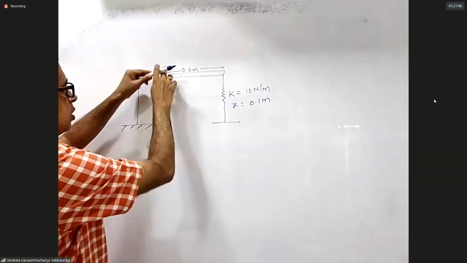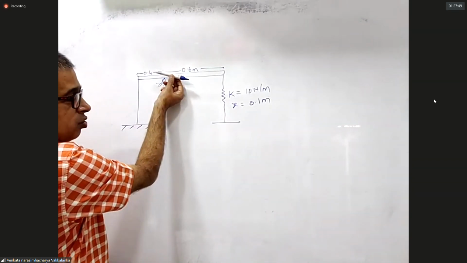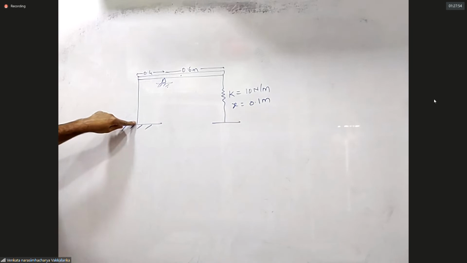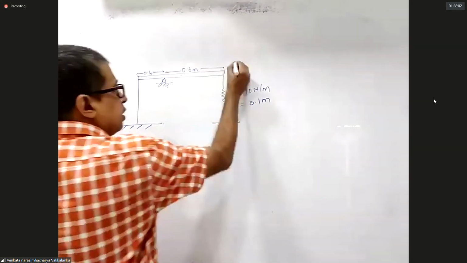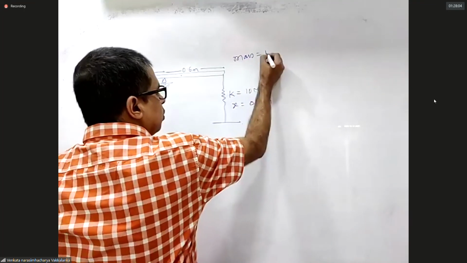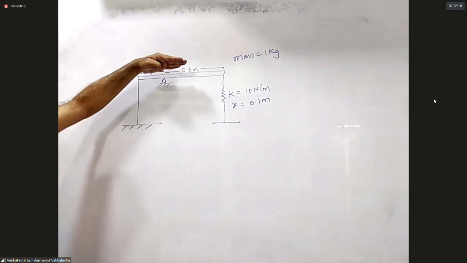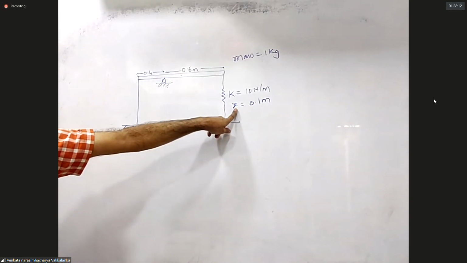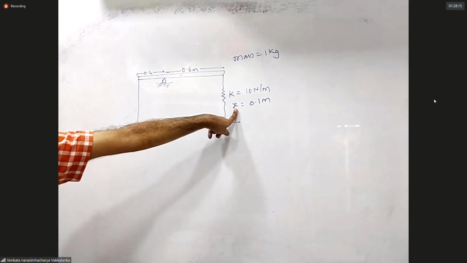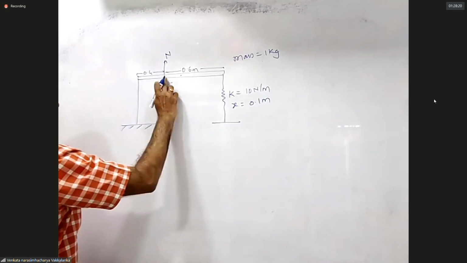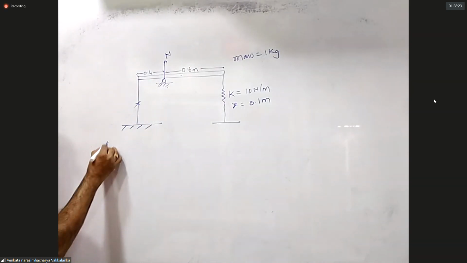if the string was not tight, the rod would have gone this way. Yes or no? Yes, sir. You made it straight and you tied it to this end. Right? Mass of the rod is 1 kg. Length of the rod is 1 meter. In the horizontal position, elongation of the spring is 0.1 meter. Right? Find the normal force N if this string is cut.